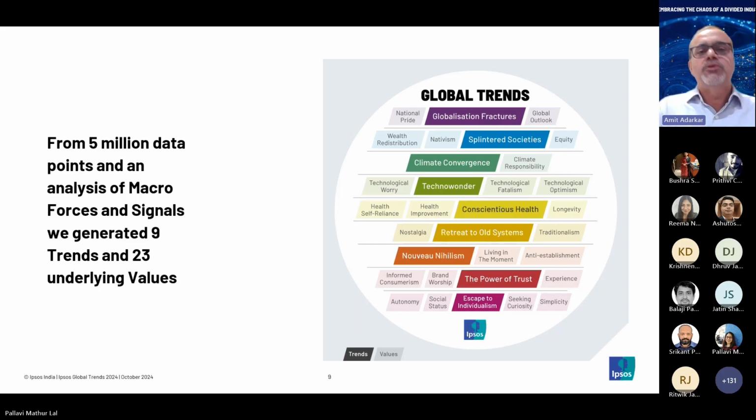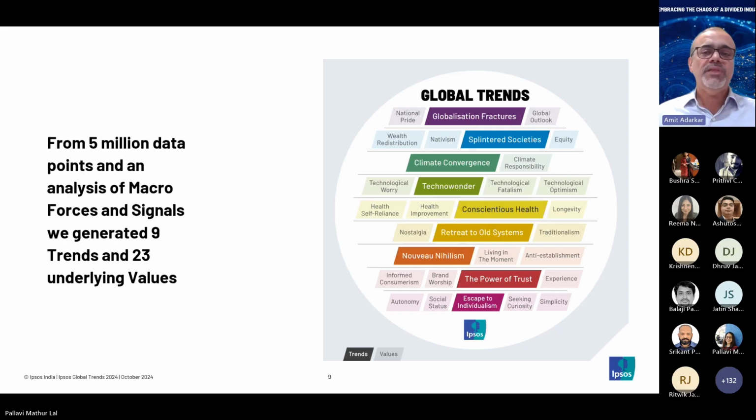Now, what I'm going to do is I'm not going to get into each and every trend because obviously there's a report which will come out which will dig into each and every trend and not only tell you what this trend tells you about your own business or category, but I just wanted to give you a sense of some of the trends which are coming up. So let's start with globalization fracture, which is the first trend.